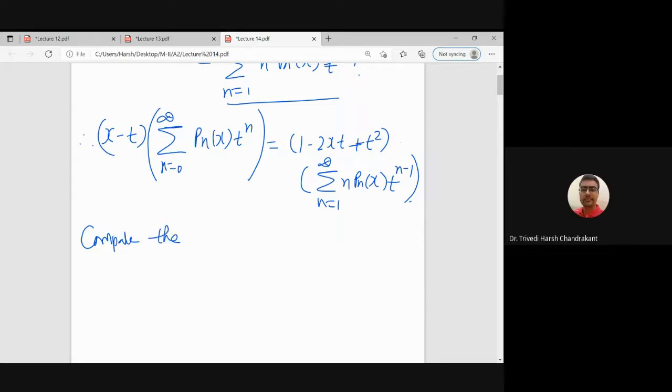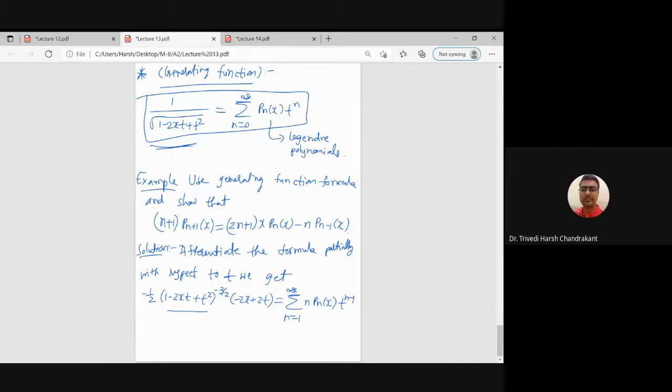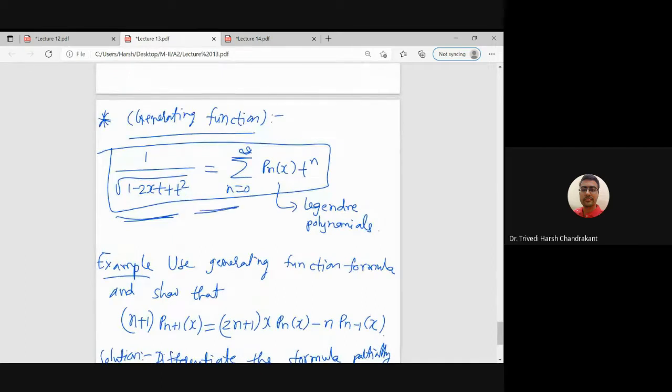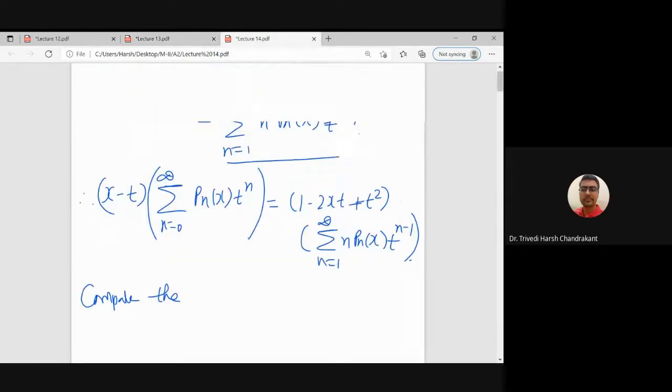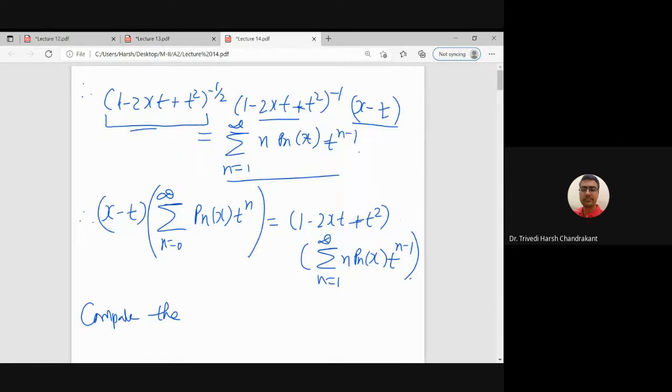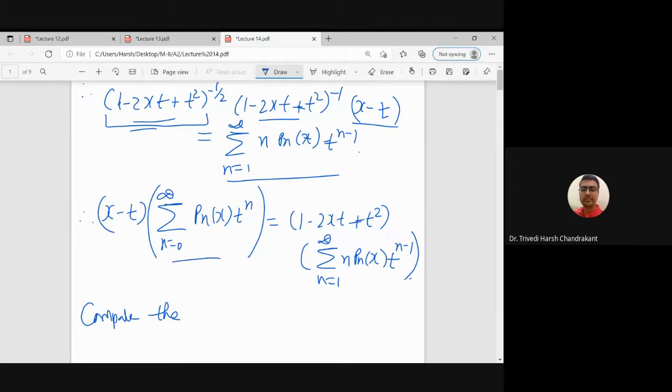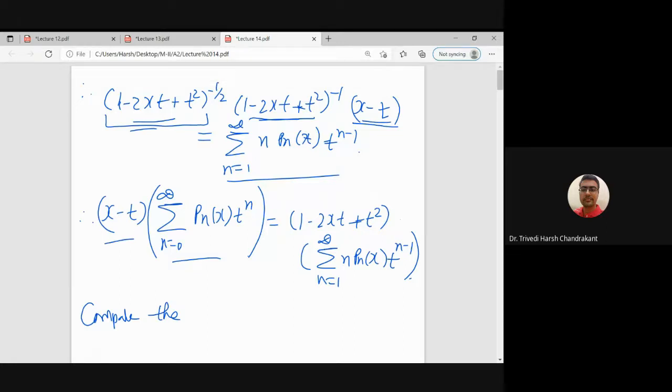So how did we write this in the summation form in the LHS, summation n equal to 0 to infinity Pn(x) t power n? Yeah, that is what I said. We are using this equation again. So this is exactly what we substituted here. So this term is exactly this term. This term we have taken on the other side with x minus t. Okay, so we shall compare the coefficient of t power n on both sides.